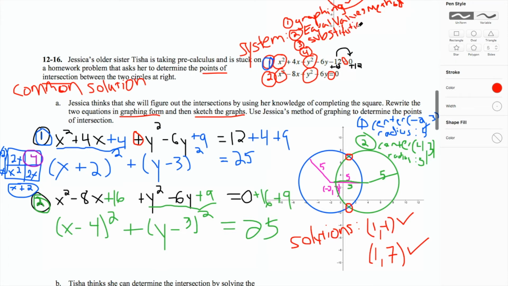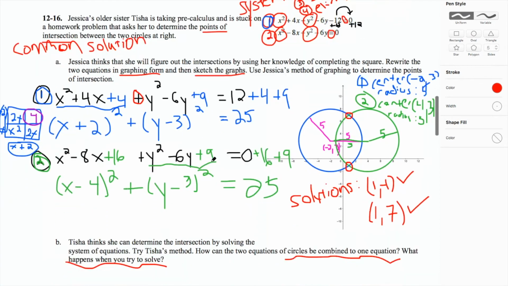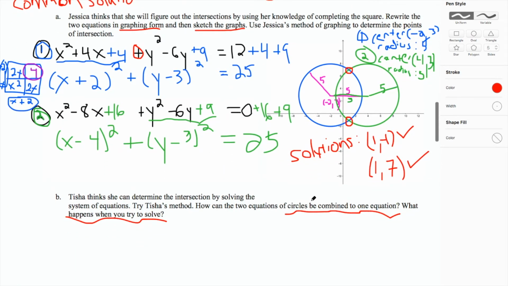And the final way of solving systems is elimination. Those are the three algebraic ways that you should learn in Algebra 1 here. And elimination: can you eliminate in order to solve? There are a few different ways to solve this one. How can two equations be combined into one equation? What happens when you try to solve?